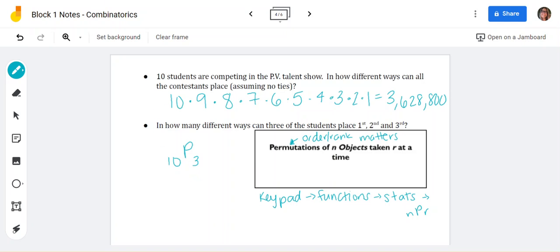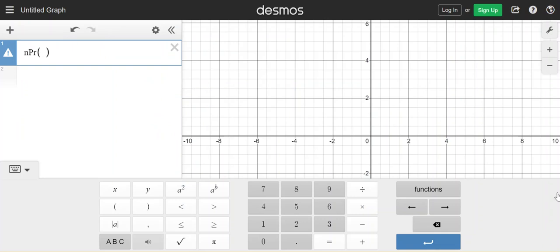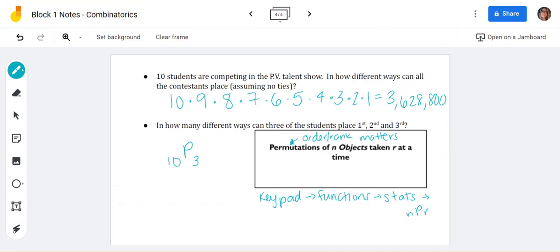So we're going to go back over to Desmos. And in our parentheses, we're going to put our 2 constraints. So we're taking 10 people, comma, we're picking 3 of them. So there are 720 ways we can put them in order.